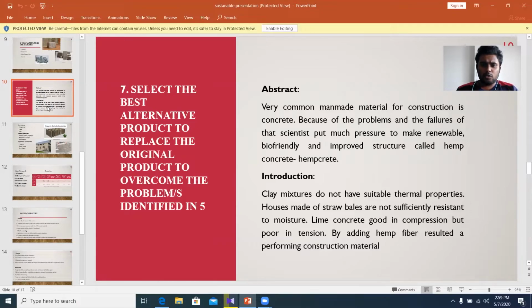Introduction. Clay mixes do not have suitable thermal properties. Houses made of straw bales are not sufficiently resistant to moisture. Lime concrete is good in comparison but poor in tension. Adding hemp fiber resulted in a well-performing construction material.